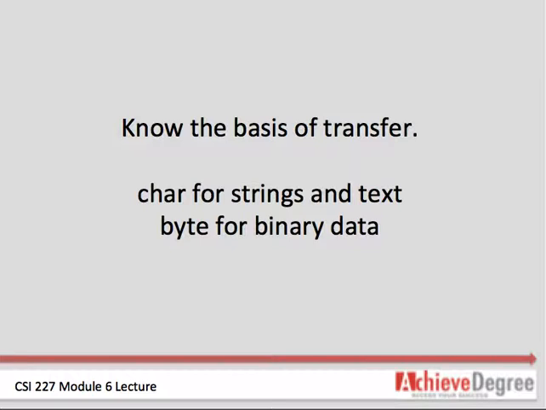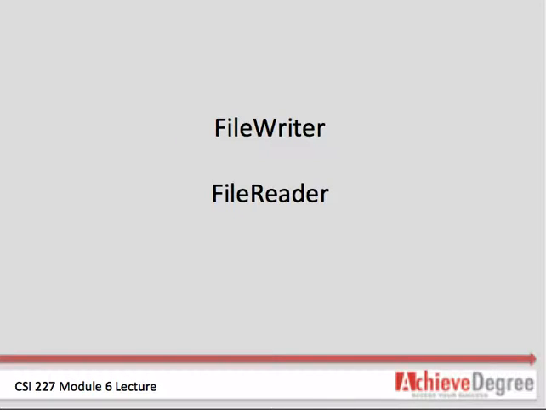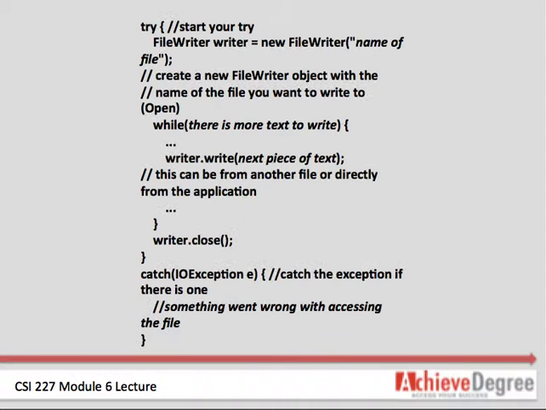To transfer a file, you need to open it, write or read from it, and then close the file. An I/O exception can happen at any stage, and good developers plan for this with try-catch statements. For writing out to a file, you will use FileWriter. For reading in from a file, you will use FileReader.